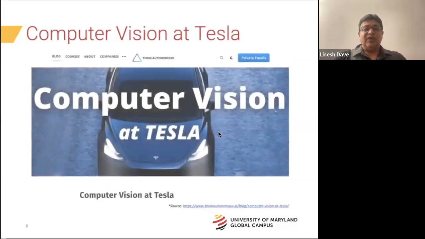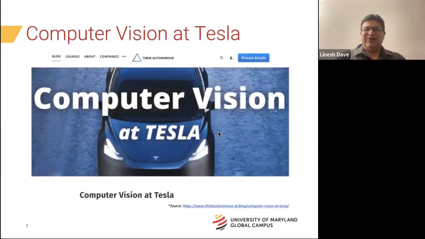Next, no discussion on computer vision can be complete without talking about computer vision at Tesla. So let me ask you, why did Tesla become so popular? What do you think? What was the biggest reason for Tesla's popularity?